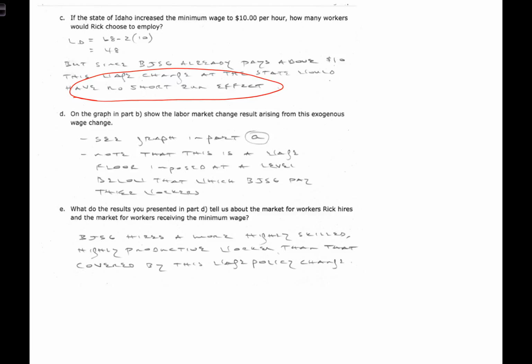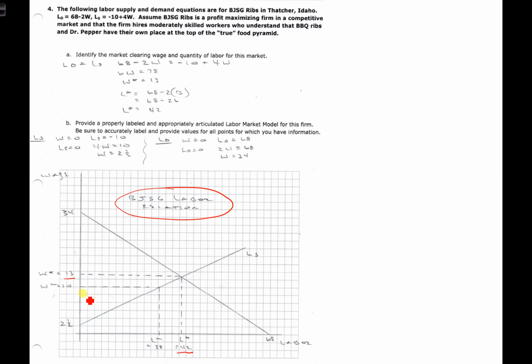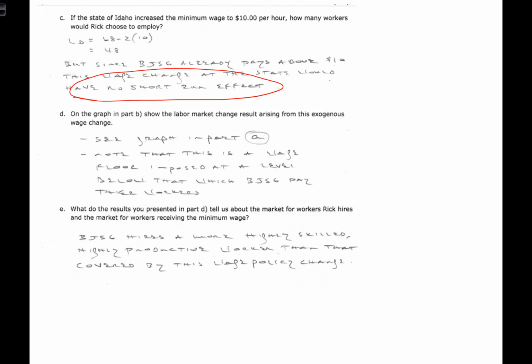So in item D here, I've said on the graph in part B, show the labor market change result arising from this exogenous change. So as we look here, all I've done is shown where this wage would exist and where the number of workers exists. It gives me some point, which is a movement along this curve downward, but the curves don't change. The model doesn't change. Labor supply is in the same place. Labor demand's in the same place. We haven't had any additional demand. We just have a change in wage based upon an imposed wage, but that imposed wage is underneath the wage that we're dealing with, so it has no effect on this. So really, there's no other effect on this market model.